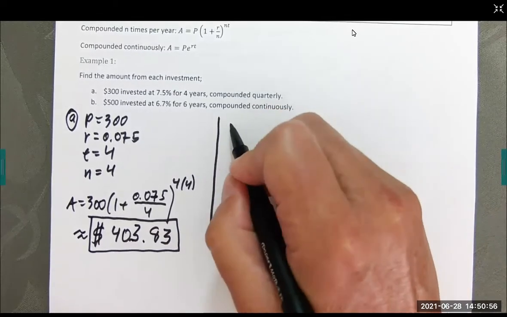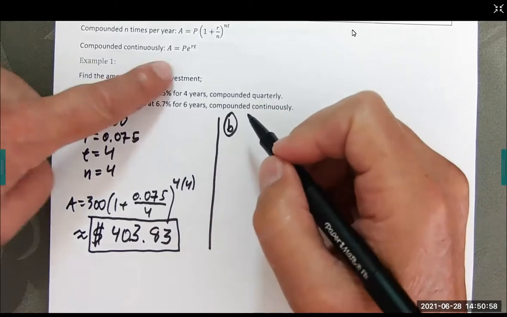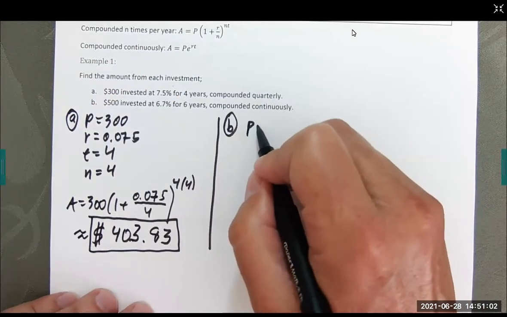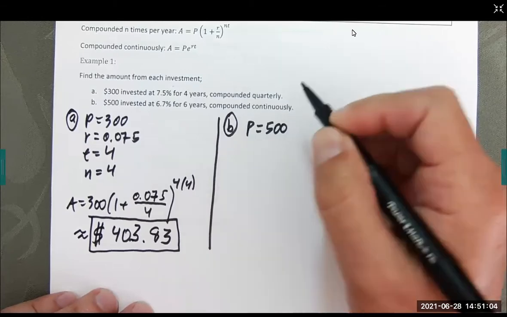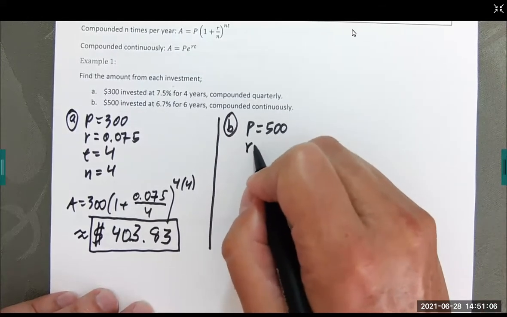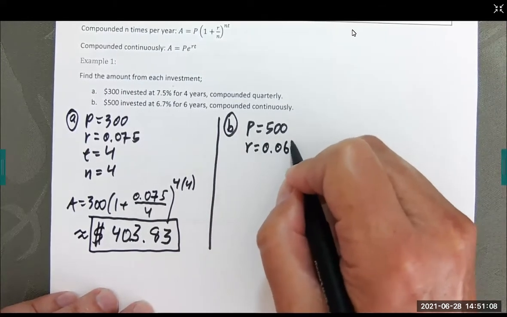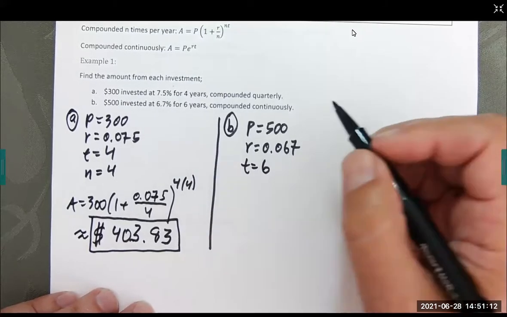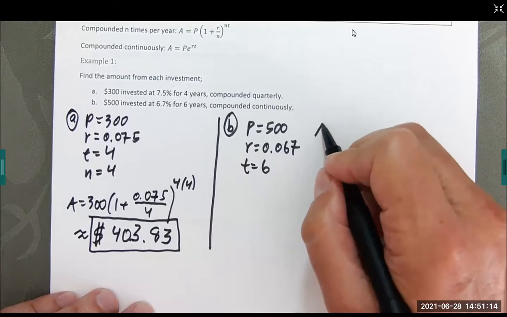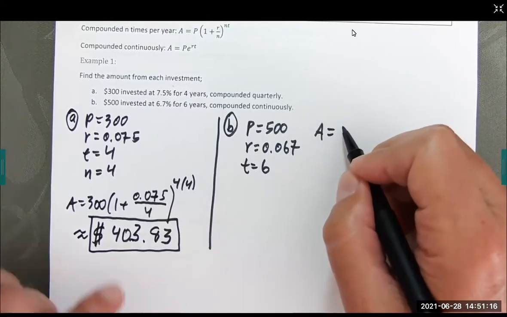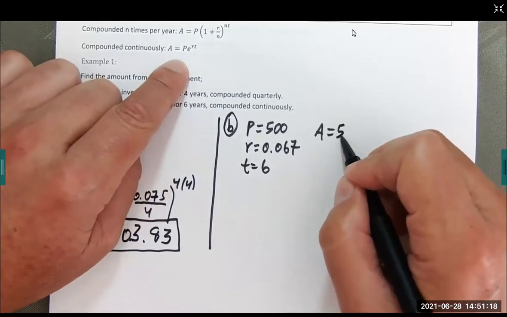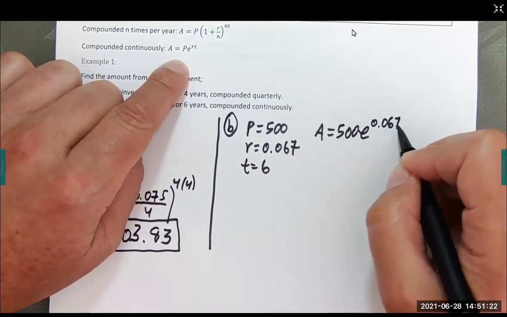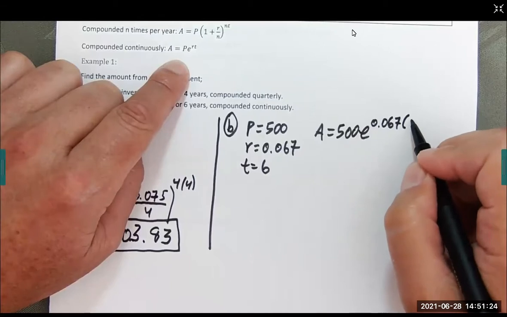Now part B is going to use the other formula. We're going to use this one here. So $500, that's P, invested at a rate of 0.067, 6.7%. T is 6. It's compounded continuously, so we're using this formula here. A equals P, this one here, 500 e to the 0.067 times 6.